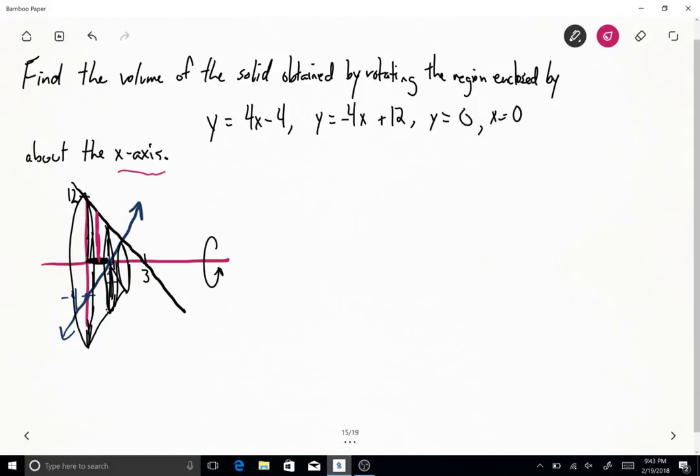All right. And so notice our problem point, and I'll put the 1 back in there. That's going to be important. When we go from 0 to 1, notice our top function is negative 4x plus 12. Y equals negative 4x plus 12. So we get pi times, this is our radius, so negative 4x plus 12, the quantity squared, and then we have a dx. But that's not all of it. Notice that only did up until this circle right here.